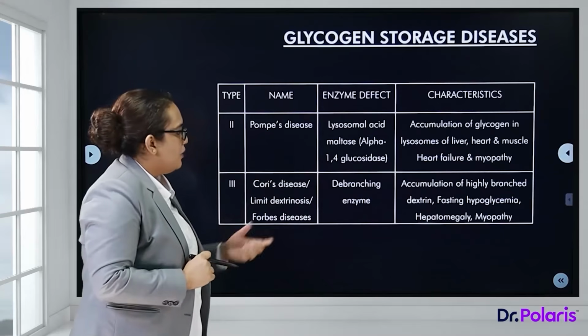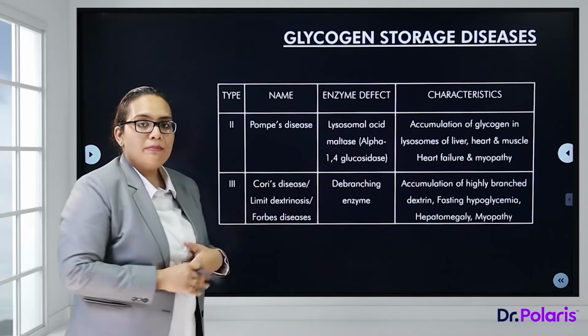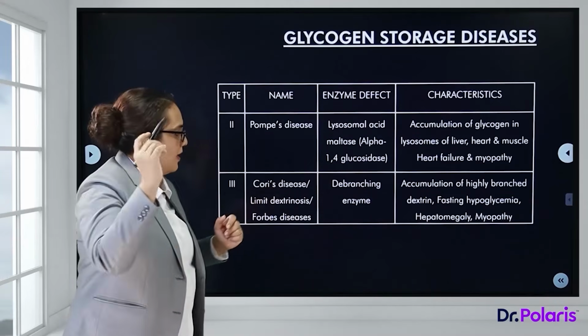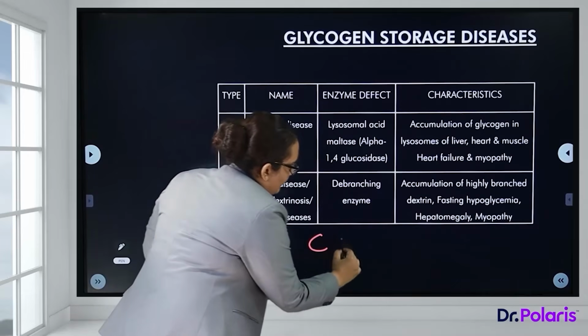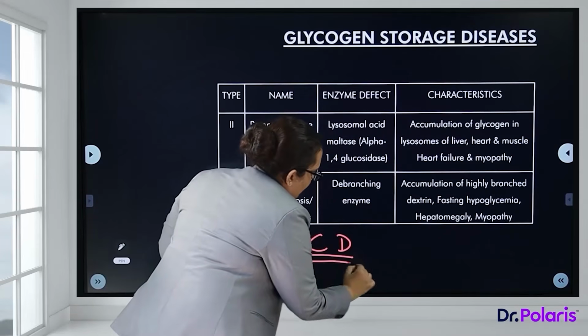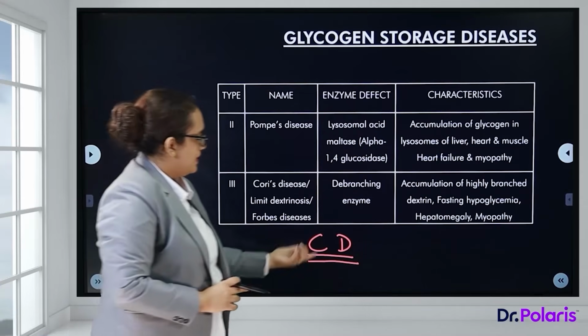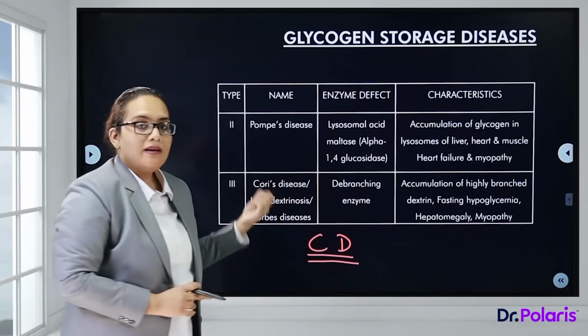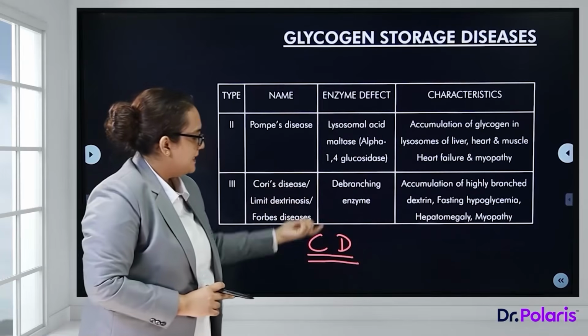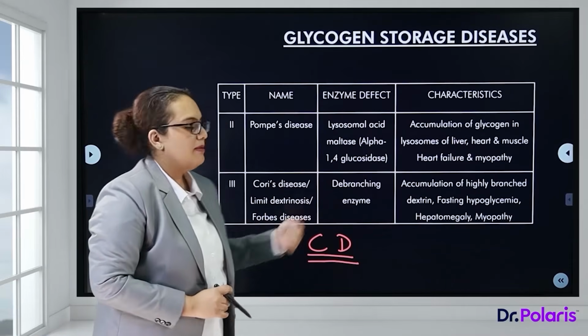And there's one easy way to remember the enzyme concerned with Cori's disease. Always remember CD. C for Cori and D for debranching enzyme. Okay, so this is how you remember the name of the enzyme related to Cori's disease. CD, C for Cori, D for debranching enzyme.